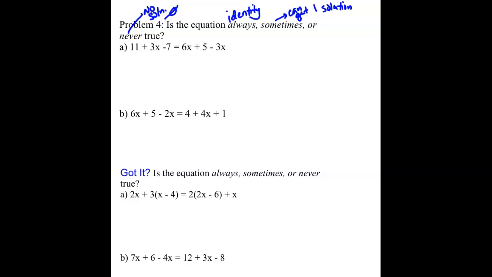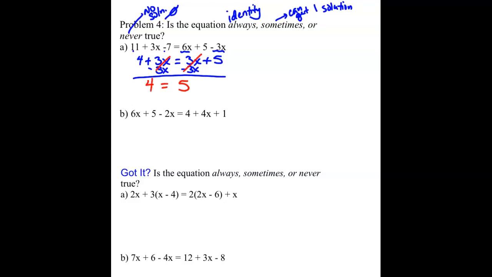So the first one says 11 plus 3x minus 7 equals 6x plus 5 minus 3x. We're going to combine like terms. We can put the 11 and the negative 7, or the 11 minus 7 together to be 4. We can combine the 6x with the minus 3x to be 3x. And now when we try to get the variables to one side, we can subtract 3x over, but what happens is all of our x's completely disappear. And we end up with the statement 4 equals 5.